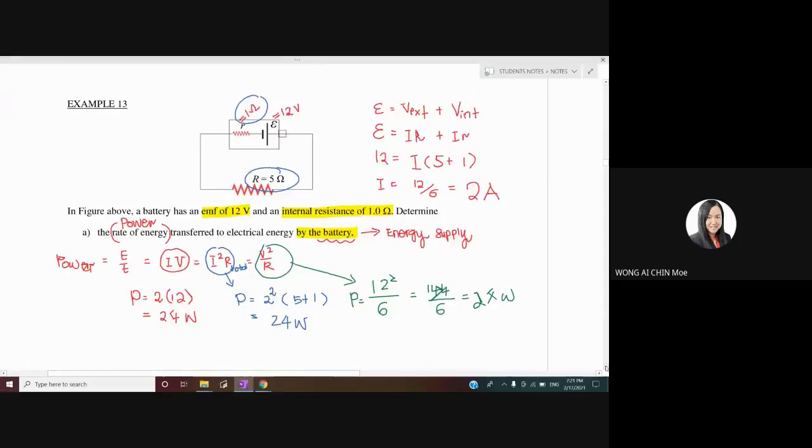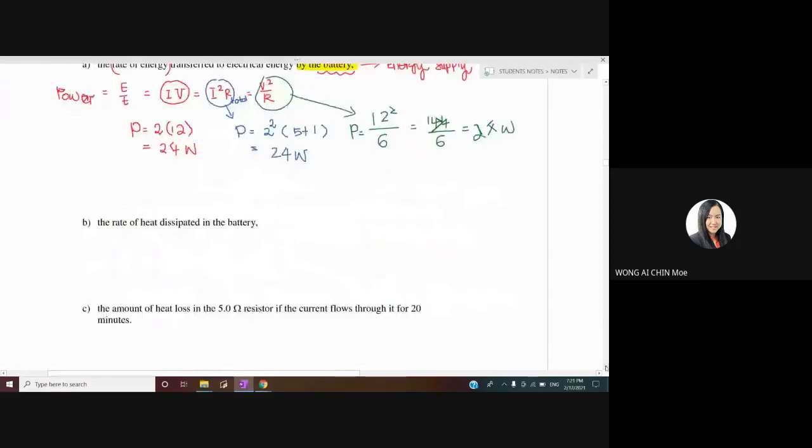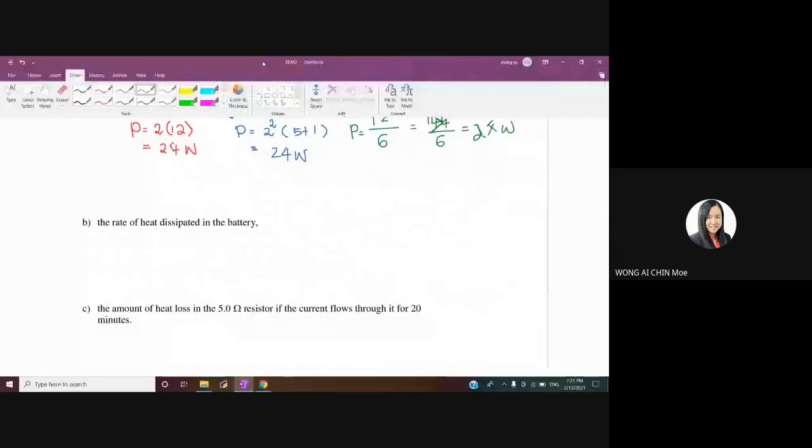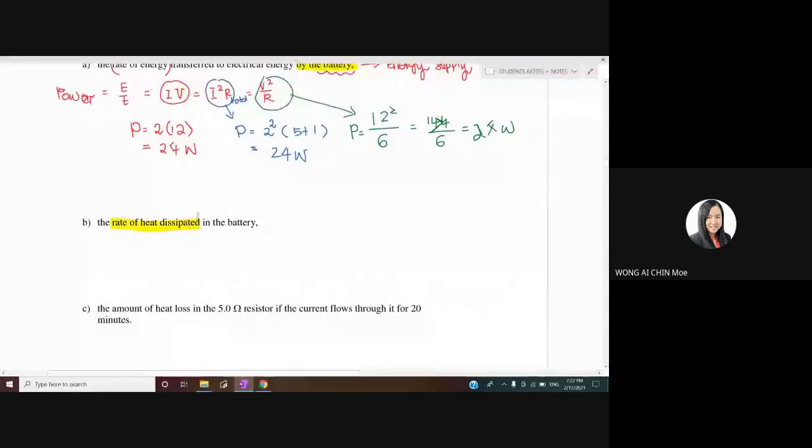Next question: find the rate of heat dissipated, meaning the power dissipated, in the battery. Why is there power dissipated? Because there is an internal resistor inside the battery. So that's why there is power loss, power dissipated inside the battery. When you touch the battery, you will feel the hotness of the battery.